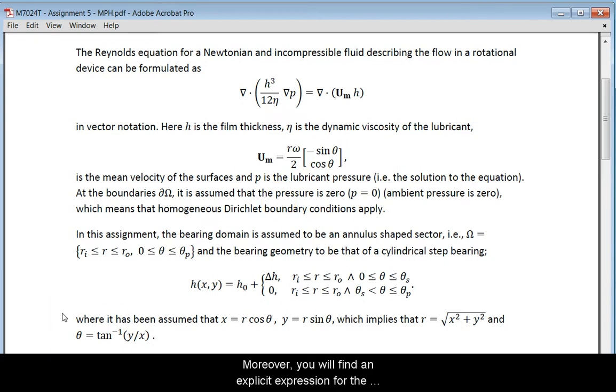Moreover, you will find an explicit expression for the bearing pad, which is a cylindrical segment exhibiting a step which creates the convergent gap required for pressure buildup. This step is located at the angle theta_s, and the angular size of the bearing pad is theta_p. The step height is delta h, and the trailing edge film thickness is h_0.